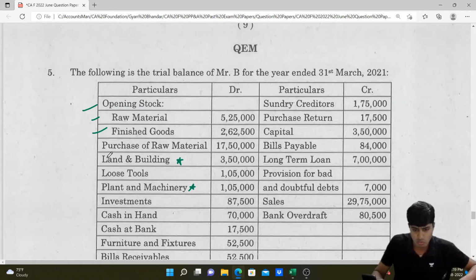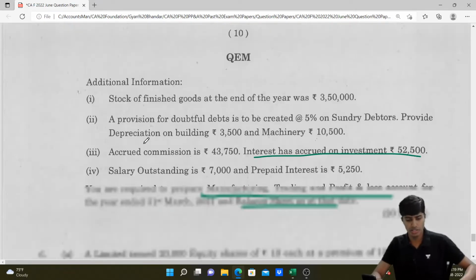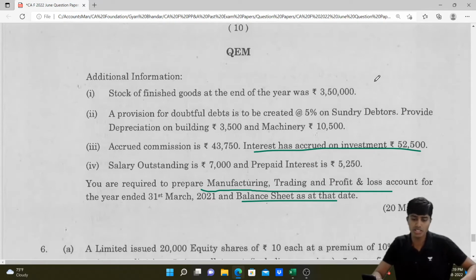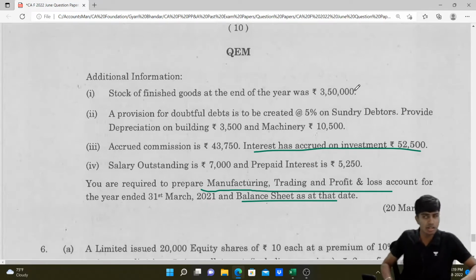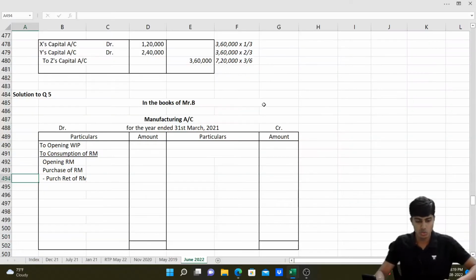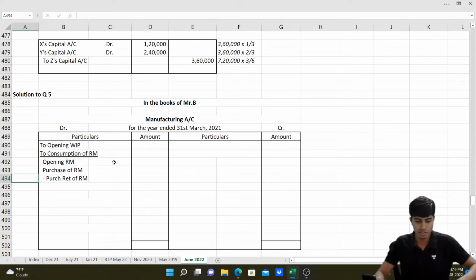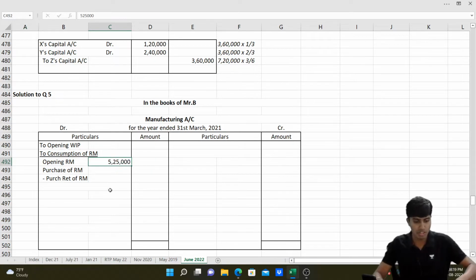But I don't think we have closing stock of raw material in this case. Have a look. Closing stock is given as one single item. Finished goods are the only ones there. Raw material and work in progress closing stock is not there. So we don't have to deduct. If it is there, I would have deducted. So let me write opening stock plus purchase minus purchase return. And if it was there, I would have deducted my closing. Done. So how much is the opening?